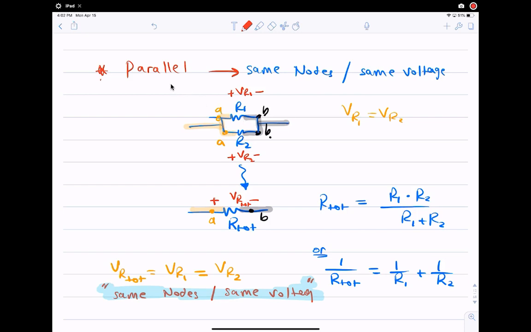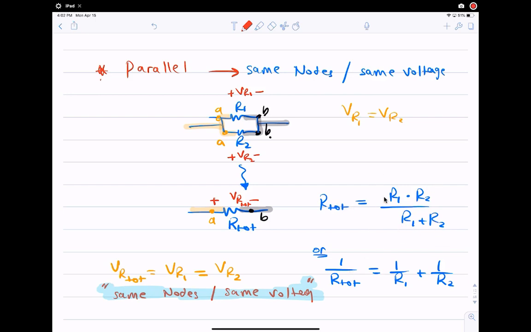Now, when you say a parallel combination, that means they have the same voltages. So VR1, the voltage for resistor 1, is equal to the voltage for resistor 2. VR1 equals VR2. And the R total, the total resistor, what does a total resistor mean? If I want to replace those two resistors by one equal to that combination, by one resistor only, this resistor has to equal, you can calculate the value of this R total using this formula or this one.